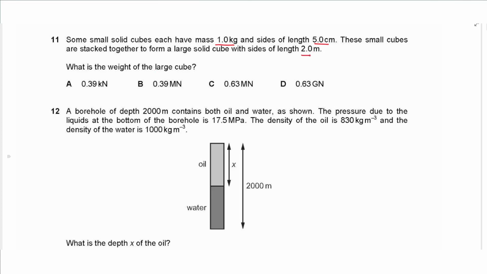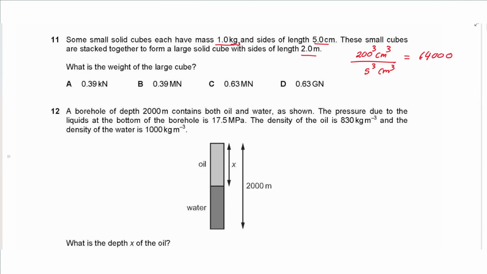So we divide the volume, not the dimensions. We divide the total volume of the large cube, which is 200 centimeters cubed, so 200 cubed, and we divide that by the volume of one small cube, which is 5 centimeters cubed. That gives a number of 64,000 cubes in the large cube.